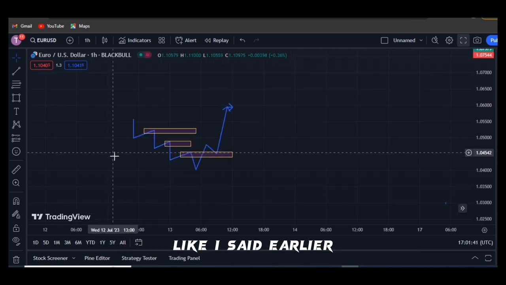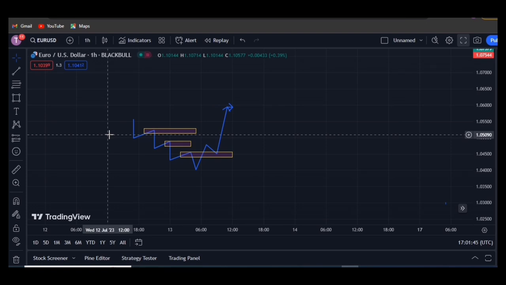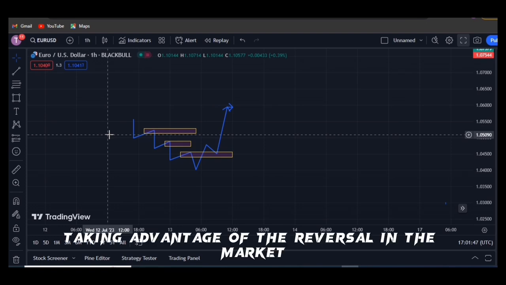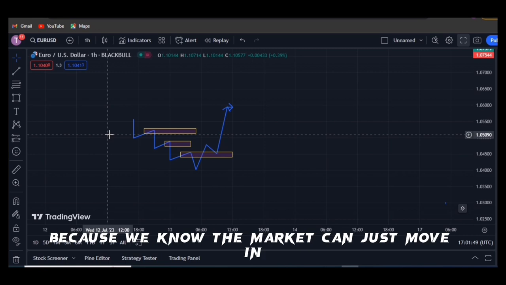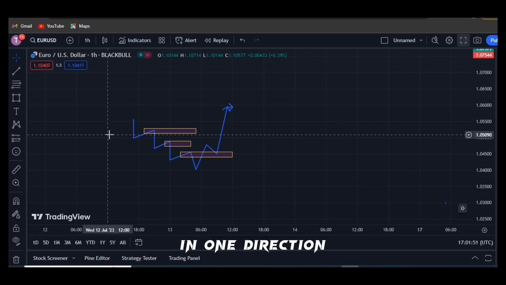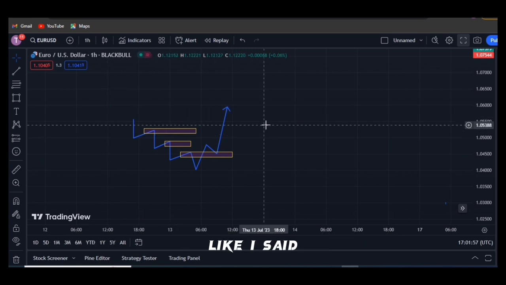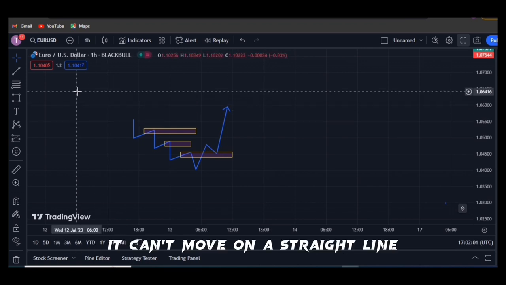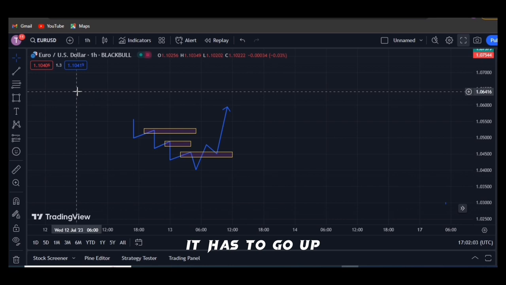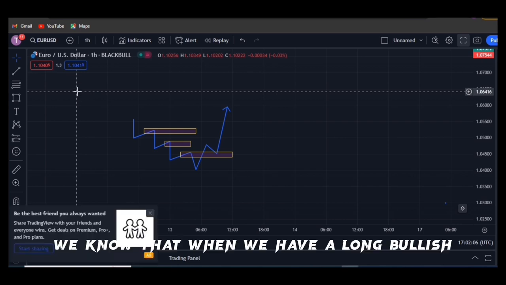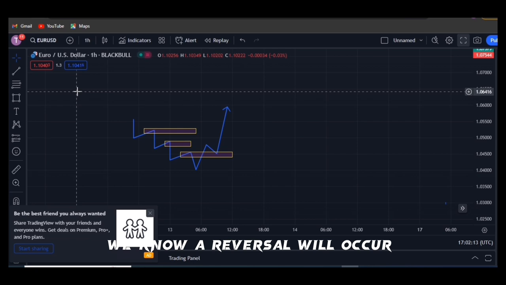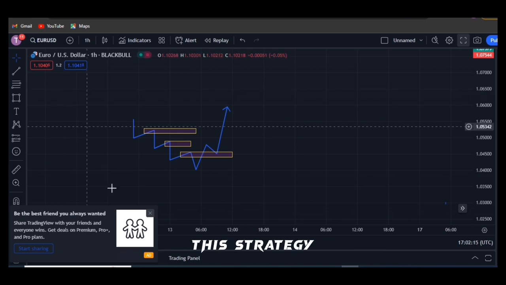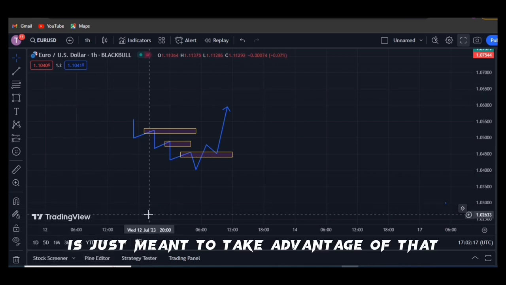Like I said earlier, we are just taking advantage of the reversals in the market, because we know the market can't just move in one direction. It can't move in a straight line. It has to go up, come down, retrace. We know that when we have a long bullish or bearish trend, a reversal will occur. This strategy is just meant to take advantage of that.